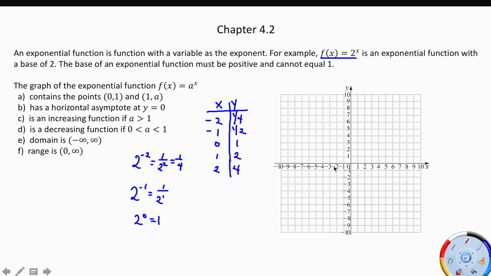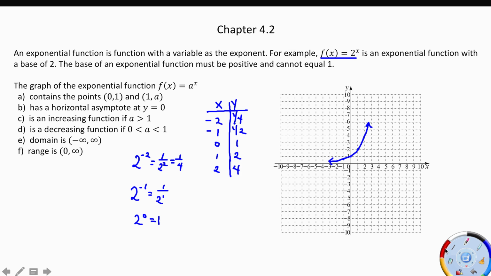So plotting these points, we get (-2, 1/4), (-1, 1/2), (0, 1), (1, 2), (2, 4). So we get this graph whose shape looks like this. That's the shape of my exponential function.